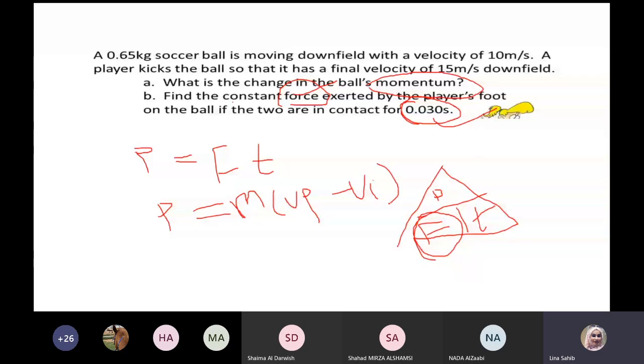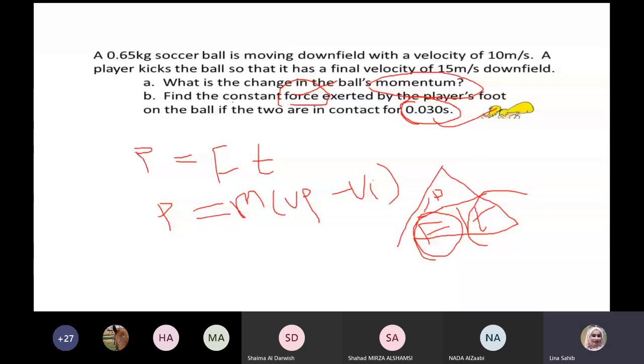Done? I'm done, but I don't know if it's right or wrong. Okay, I will show you the answers. Now tell me how much the momentum equals to you? I got negative 3.25. Okay, negative, this is for the direction. What about the force? We need the force, not time, sorry. Negative 108. Also, this is for the direction. Force equals what? How do you get the force? What is the formula from the triangle? P over T. Yes, the change in P divided by T.